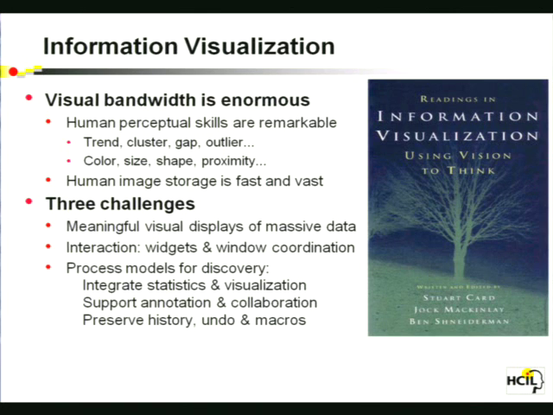And our observation here was that human visual bandwidth was enormous, and our problem-solving and perceptual skills were remarkable, and that we were going to be looking at trends, clusters, gaps, outliers, relationships, patterns of all kinds, and they could be spotted in a few hundred milliseconds if we as designers got it right by using the retinal properties of color, size, shape, proximity, etc. And so, I would lay out the territory here as 3 challenges. The most common one is trying to get a meaningful display for massive data. How do I pack 1 billion records into 1 million pixels? Okay, how do I show that information?